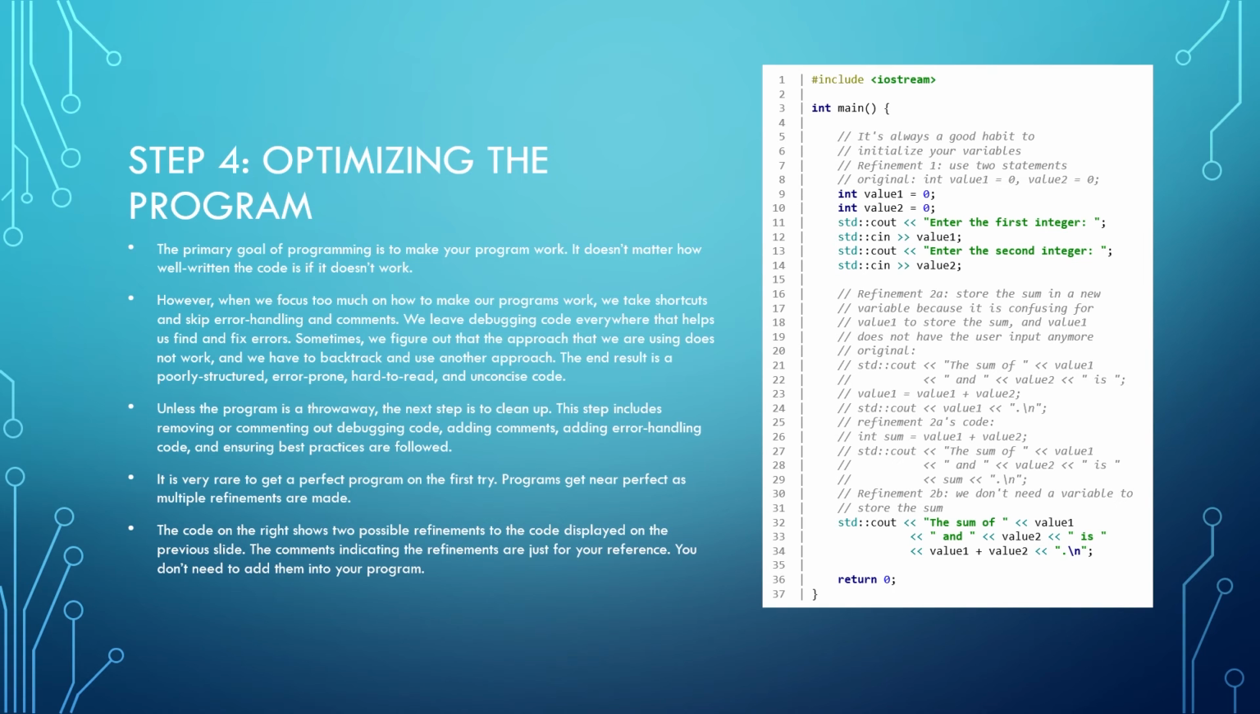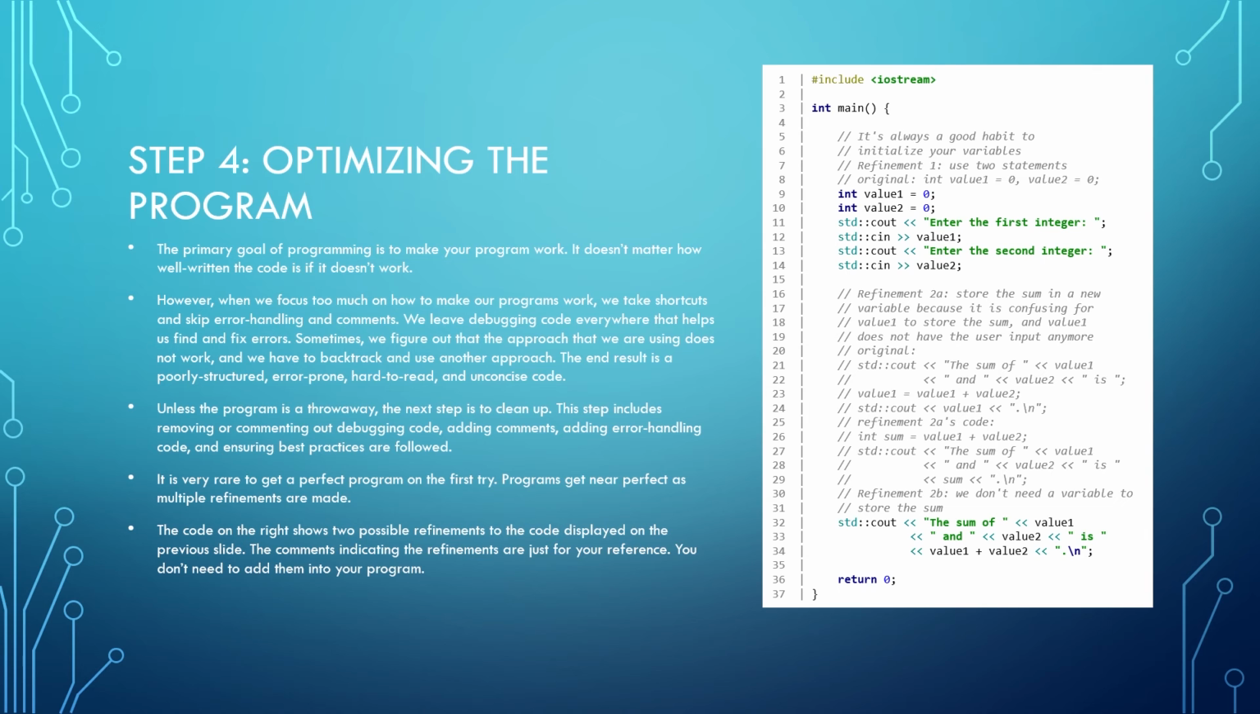So unless a program is a throwaway, the next step is to clean up. This step includes removing or commenting out debugging code, adding comments, adding error handling code, and ensuring best practices are followed. It is very rare to get a perfect program on the first try. The programs get near perfect as multiple refinements are made.